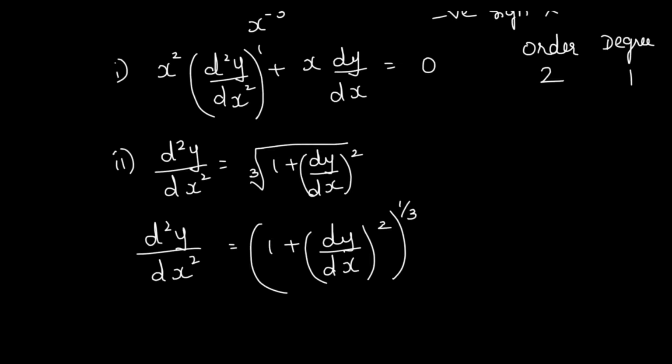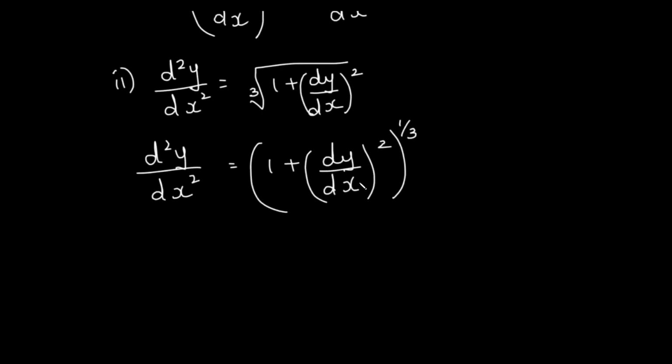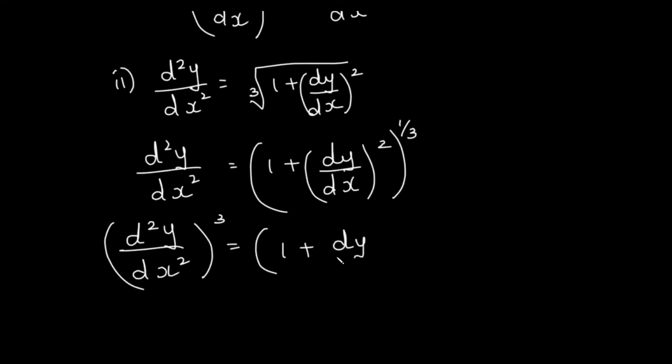Okay, so how do we remove this fractional power? We remove this by taking cube on both the sides. By raising both the sides to power 3, we can remove the cube root actually. So when we raise both the sides to power 3, we get over here on the LHS d2y by dx2 the whole cube is equal to 1 plus dy by dx the whole square. What about this 1 upon 3? When we raised it to power 3, 3 gets cancelled and thus we get this particular expression.